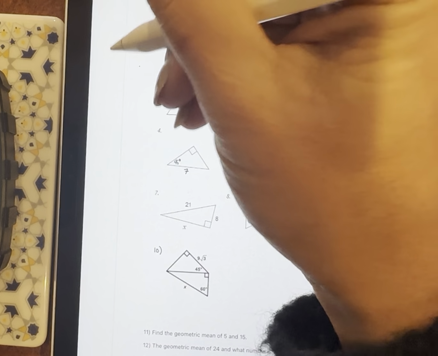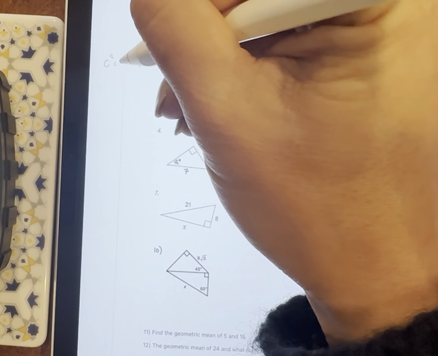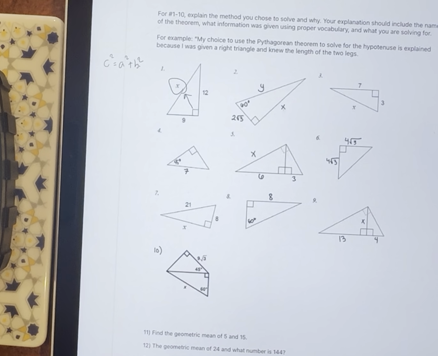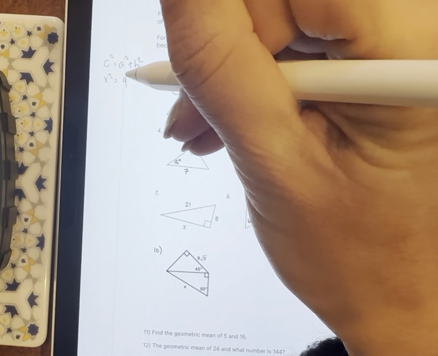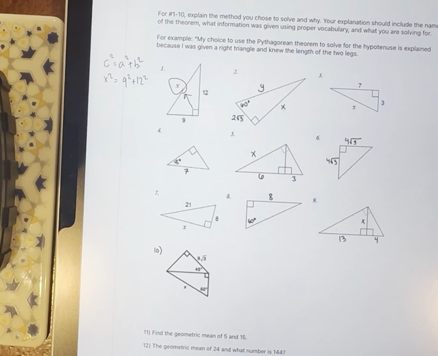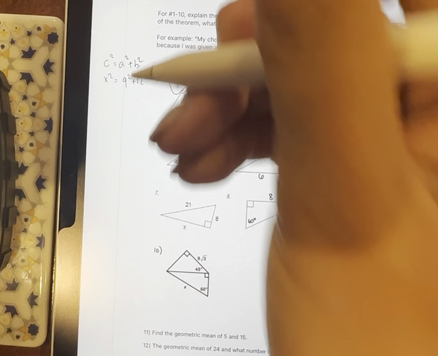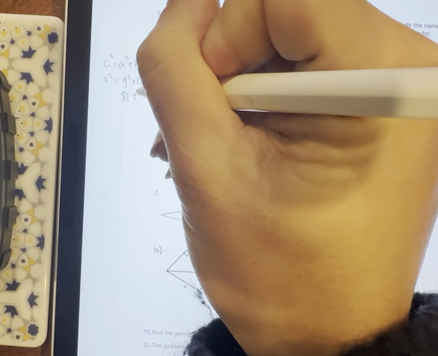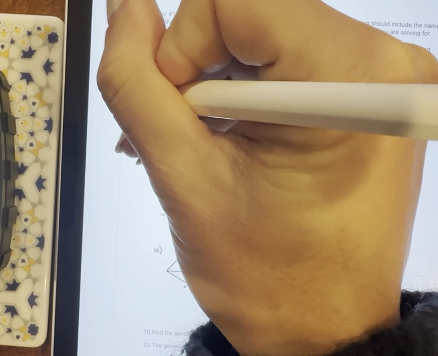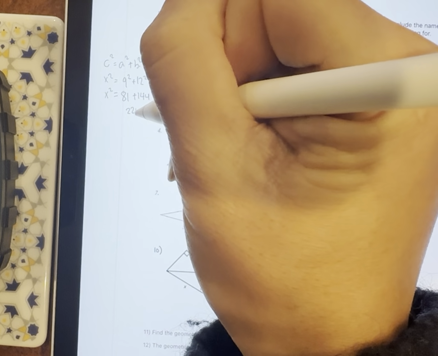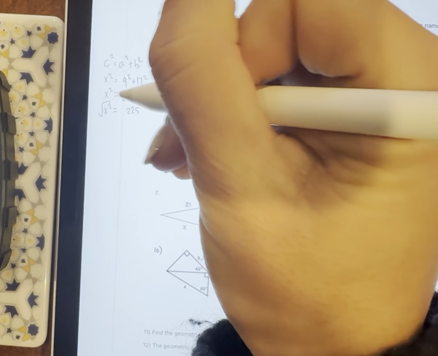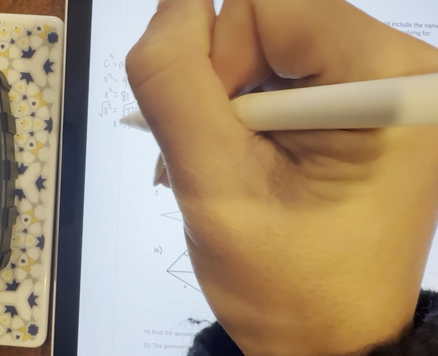Here we go, Pythagorean theorem. First step, I want to see you write the formula: c squared equals a squared plus b squared. Then we plug in the values: x squared equals 9 squared plus 12 squared. Then I use the calculator to get 81 plus 144 equals x squared. 81 plus 144 is 225. So when I square root both sides, I get that x equals 15.